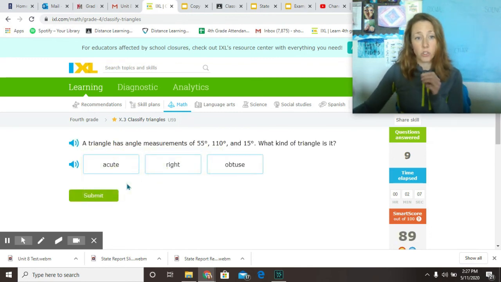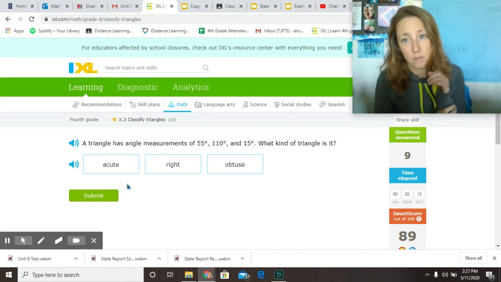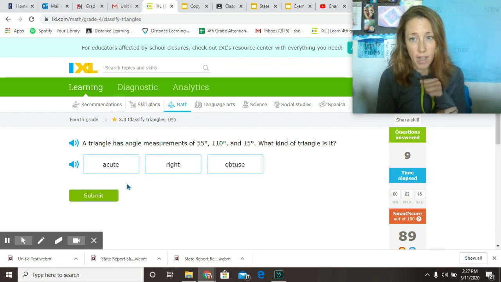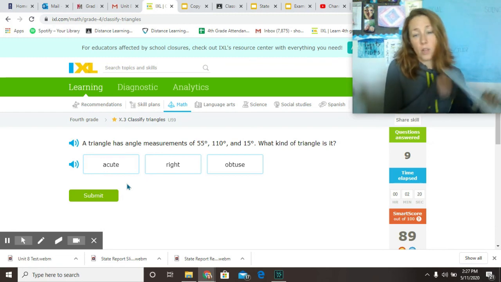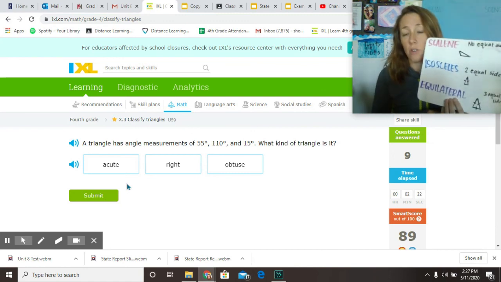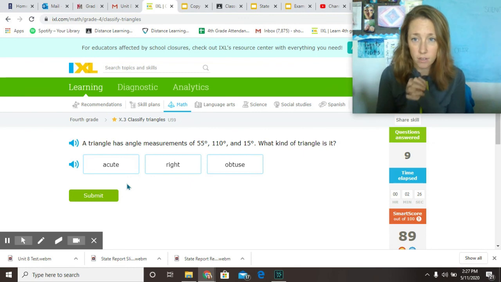So that's what you're working on today. You're doing X1, which is by angles, acute, right, obtuse. You're doing X2, which is by sides. None are the same, that's scalene. Two are equal, that's isosceles. Three are equal, that's equilateral. And then X3 is just putting it all together. So kind of a review.